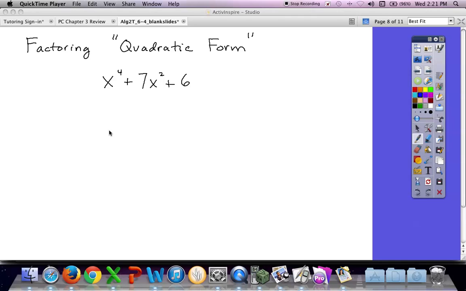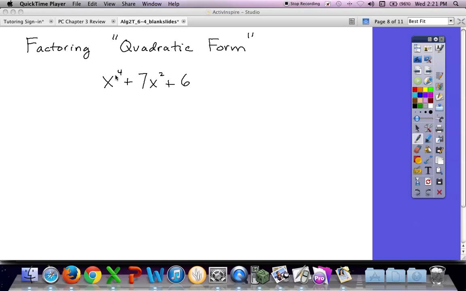At least in this book, they call it quadratic form. In the pre-cal book, they call it quadratic type. And it comes up a lot, not just in polynomials. In terms of polynomials, this expression that we're about to factor is not a quadratic. If it was a quadratic, then we wouldn't need another rule, right? But it's what we call quadratic form because of the pattern of the exponents. This is the way you recognize it.